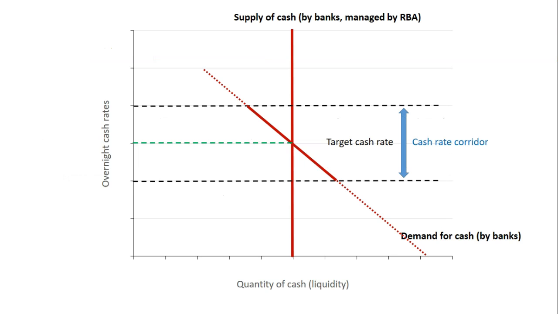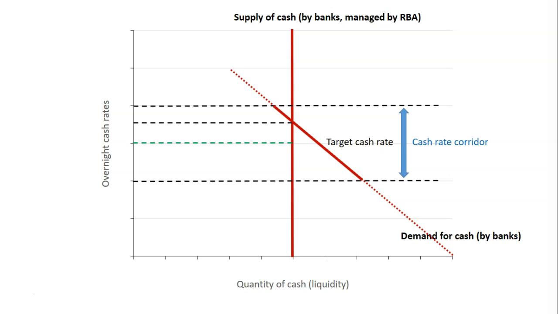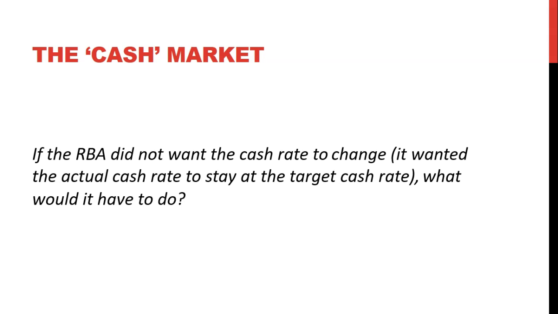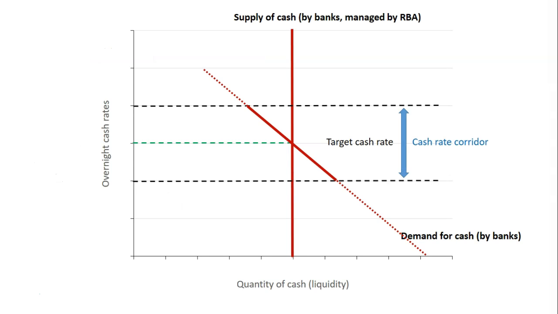Okay, so here we are. What if there were an increase in demand for cash, an increase in the demand for liquidity by the banks? Well, assuming that the Reserve Bank did nothing, then the actual cash rate will rise above the target cash rate. If the Reserve Bank did not want the cash rate to change, it wanted the actual cash rate to stay at the target cash rate, what would it have to do? Well, it would have to provide sufficient liquidity in the market to meet demand at the target cash rate.